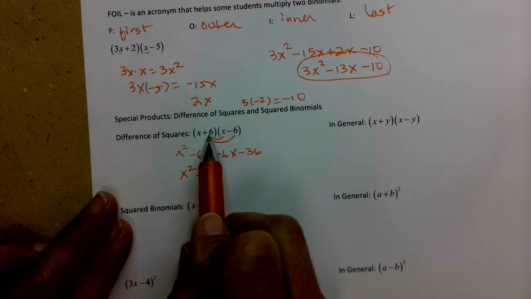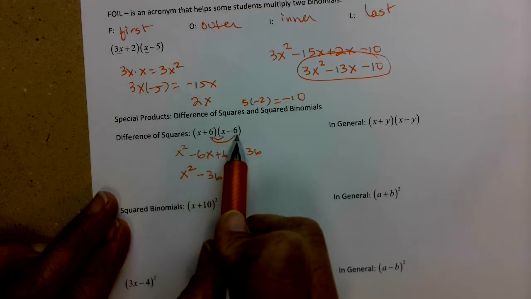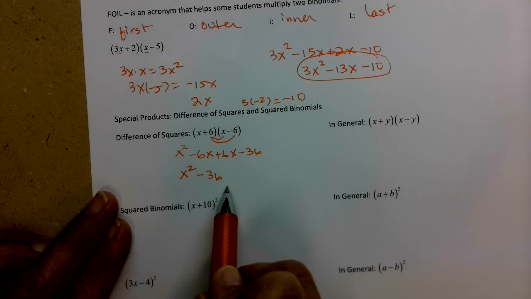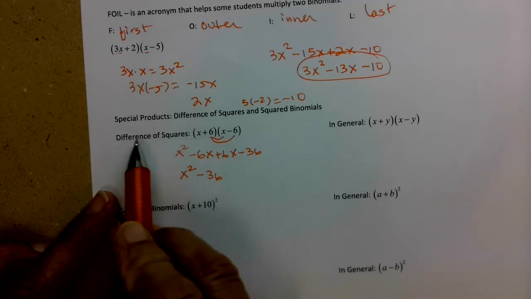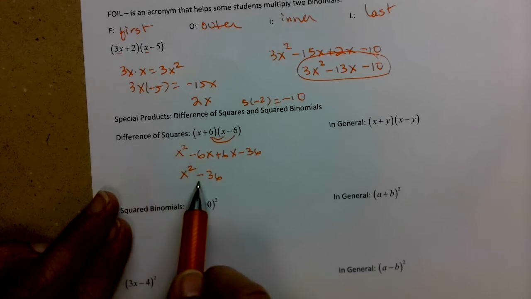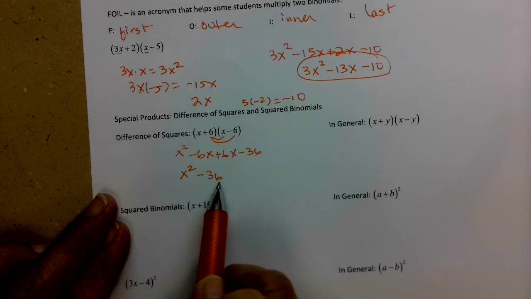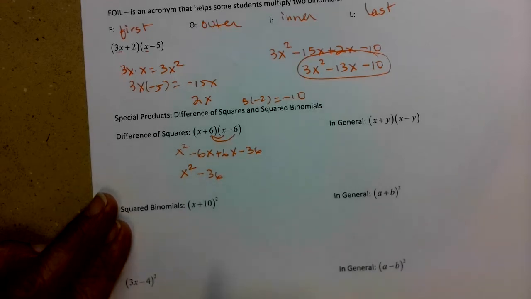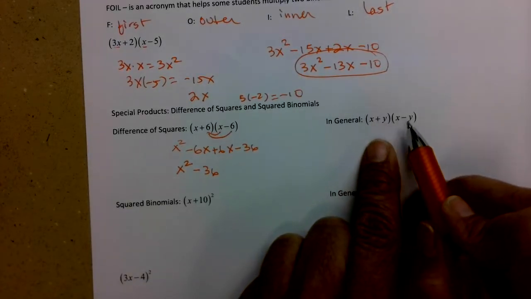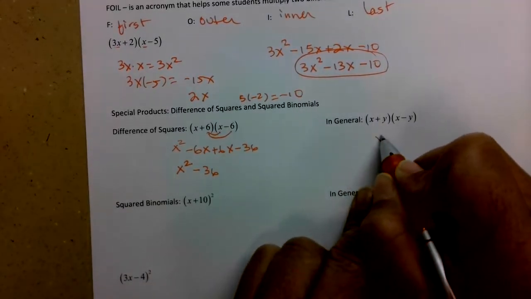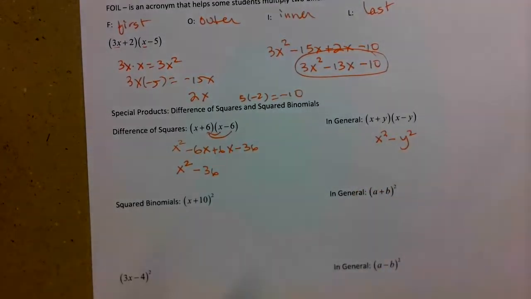So when we have these conjugates that we're multiplying, x plus 6 times x minus 6, look what happens at the end. x squared minus 36 is an example of a difference, the subtraction of squares. x squared, right, this is a square, and 36 is squared. It's 6 squared. Okay. So in general, here are our conjugates. x plus y times x minus y equals x squared minus y squared. Okay.